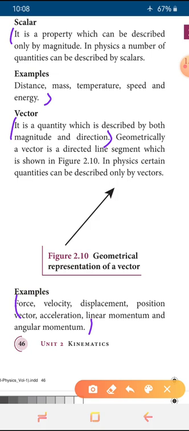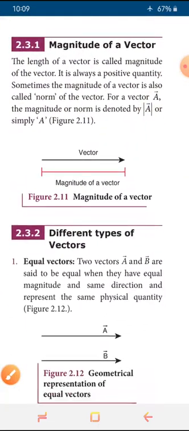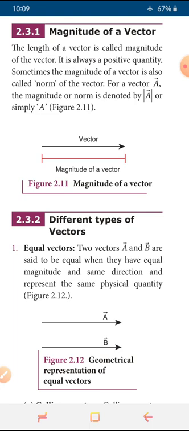Scalar means only magnitude will be there. Vector means both the magnitude with the direction. If direction is mentioned and magnitude comes, what is that? Vector. Only two quantities. Clear? Yes, good. So after this vector, we'll see how to show the magnitude of a vector.